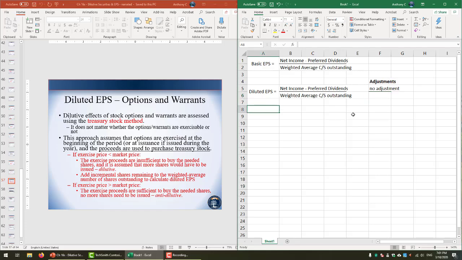To understand the treasury stock method, let's first just go over the basics of a stock option. So again, a stock option gives the holder the right to purchase stock at some point in the future at some price, which is known as the exercise price. Right, so when a holder exercises the option, they give the firm the exercise price, and that firm's going to get that cash for it.